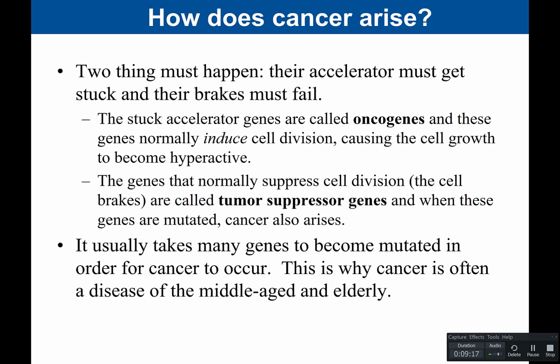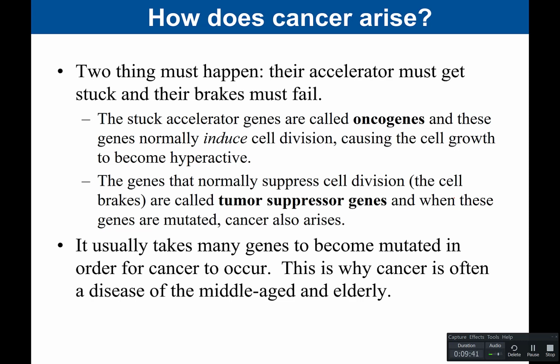So how does cancer arise? Two things have to happen in order for cancer to arise. And that is that their accelerator must get stuck and their brakes must fail. So think of it like a car. The accelerator gets stuck, the go signal is stuck, and the brakes fail. What normally tells the cell not to divide no longer works.